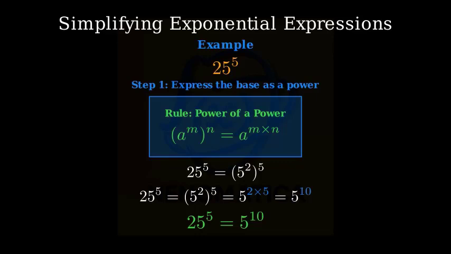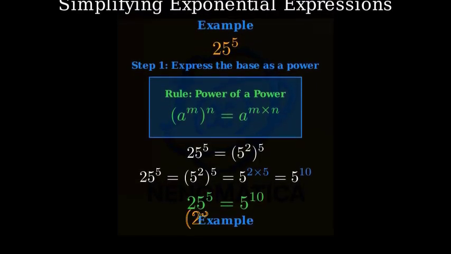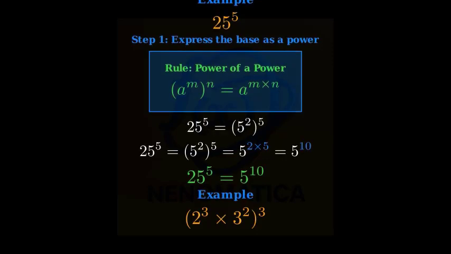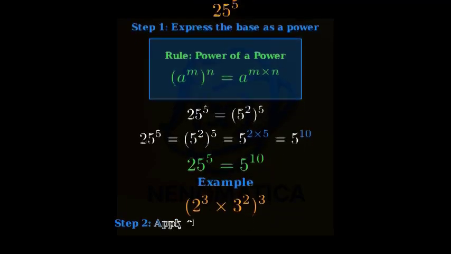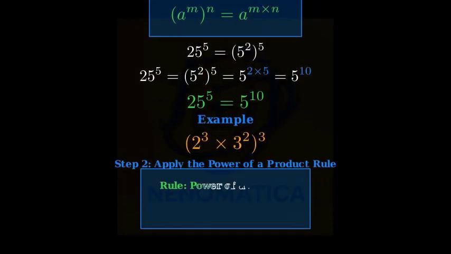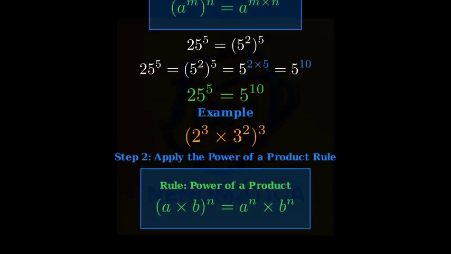We have the expression 2 cubed times 3 squared, and this entire product is raised to the power of 3. For this example, we need to apply the power of a product rule, which states that when a product is raised to a power, we can distribute the exponent to each factor. Now we have 2 to the power of 3, raised to the power of 3, multiplied by 3 to the power of 2, raised to the power of 3.